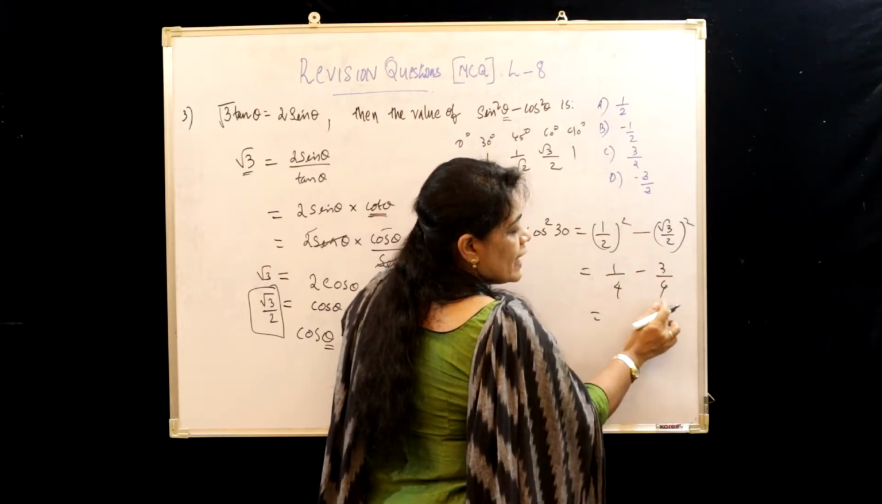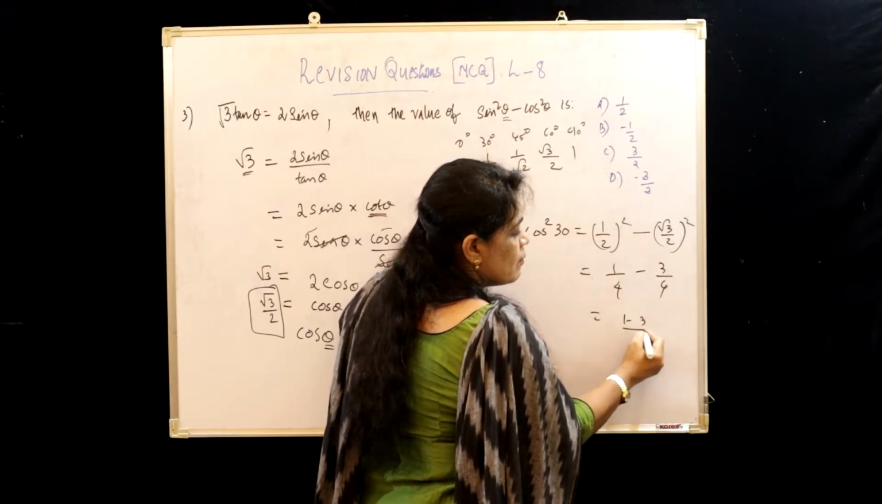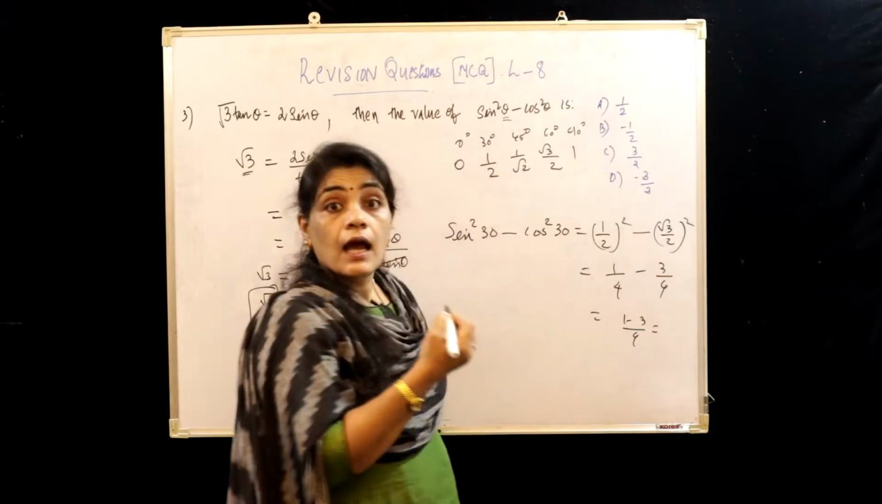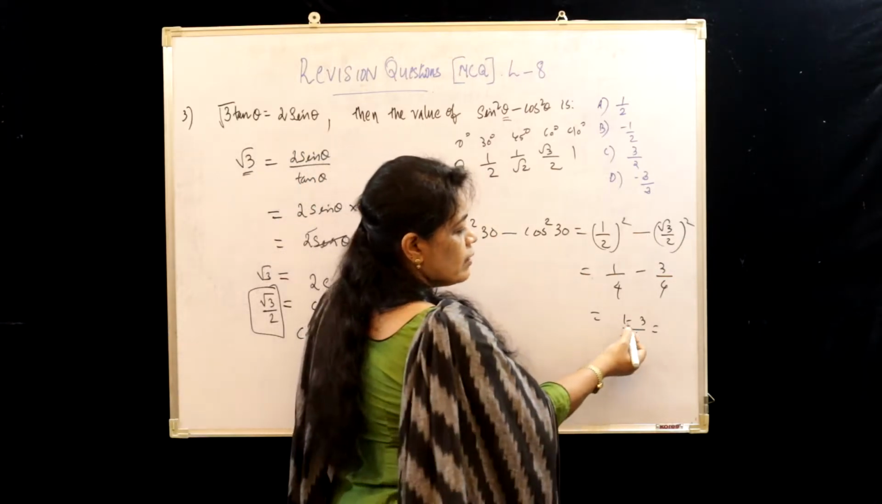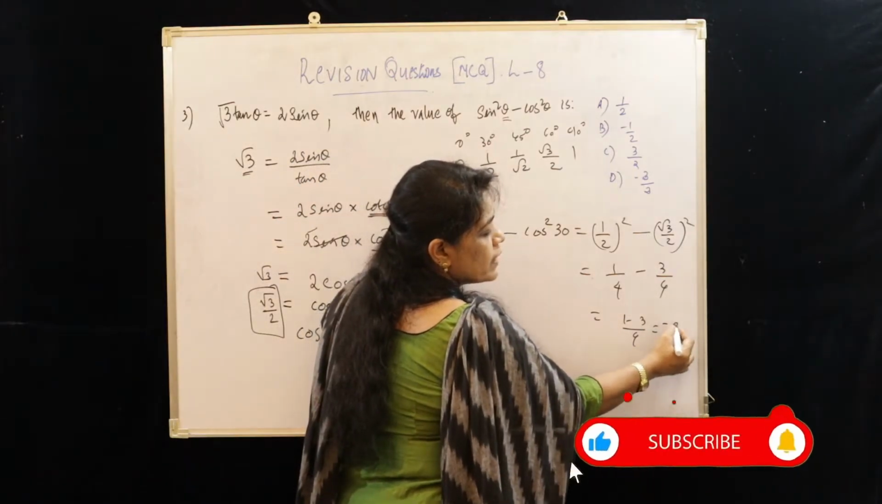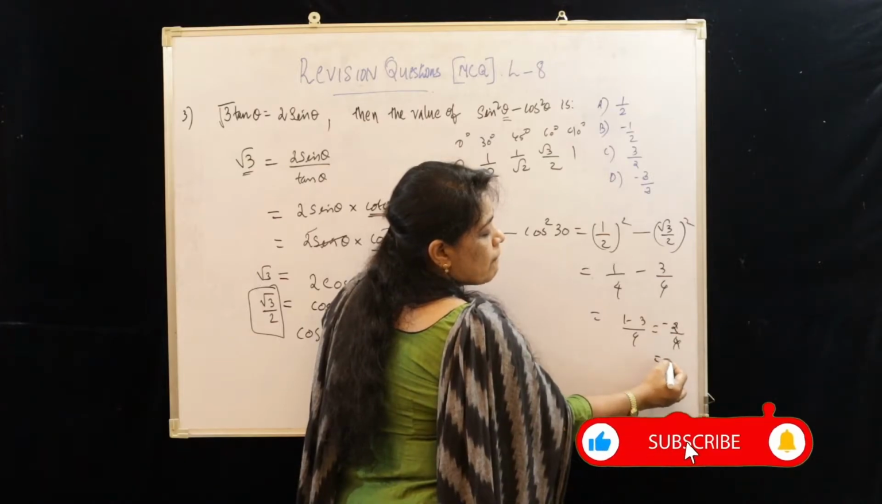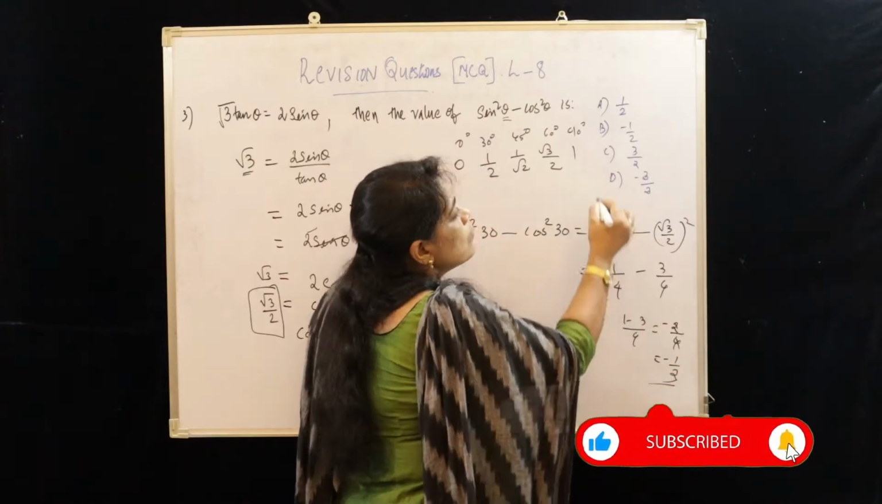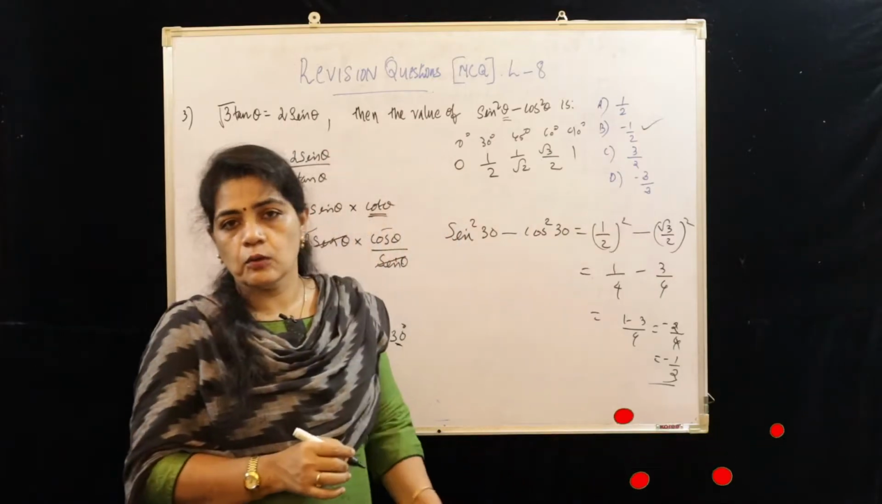So we have like fractions. So 1 by 4 minus 3 by 4, that is minus 2 by 4. 1 minus 3, minus 2 by 4. By reducing you will have minus 1 by 2. Minus 1 by 2, yes, the second option.